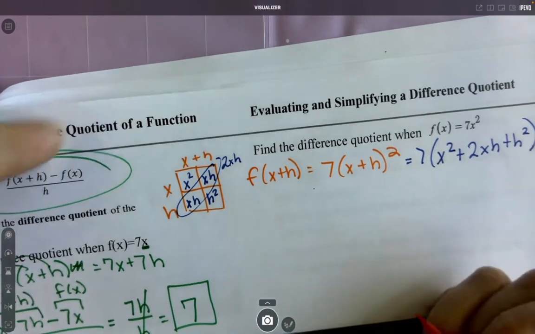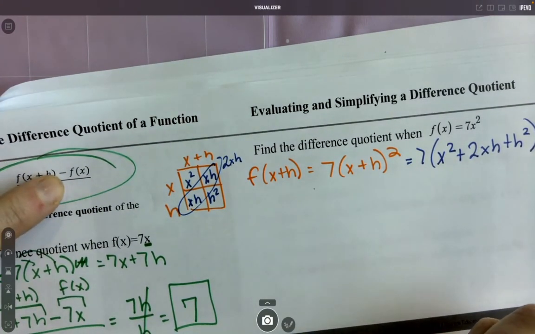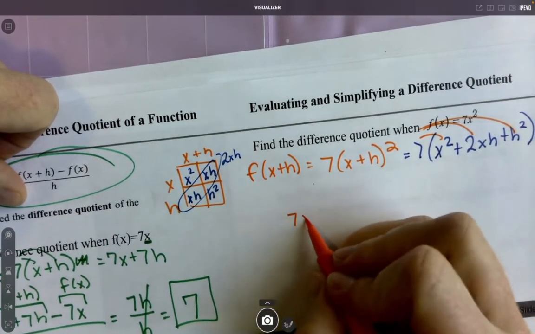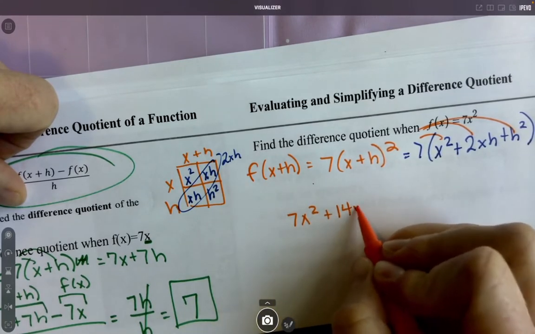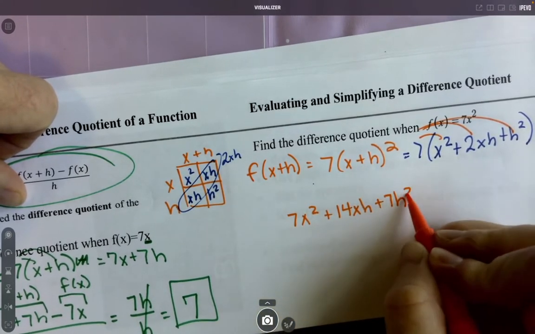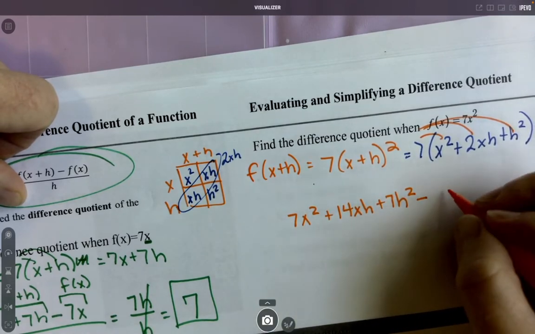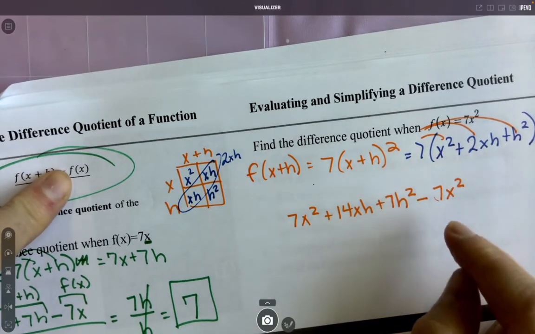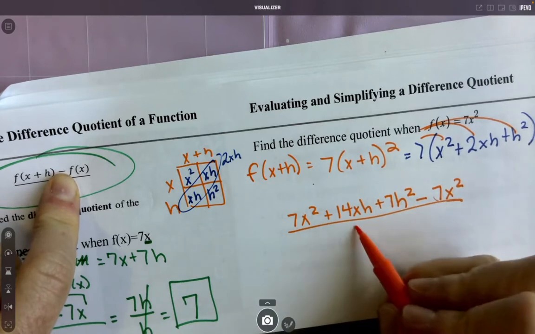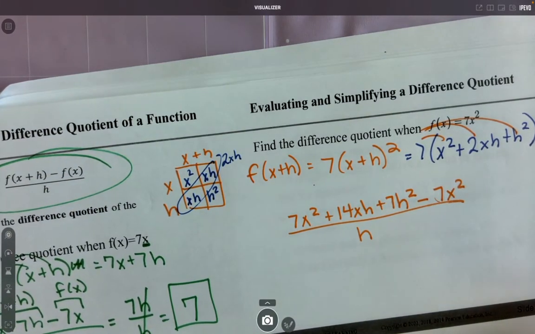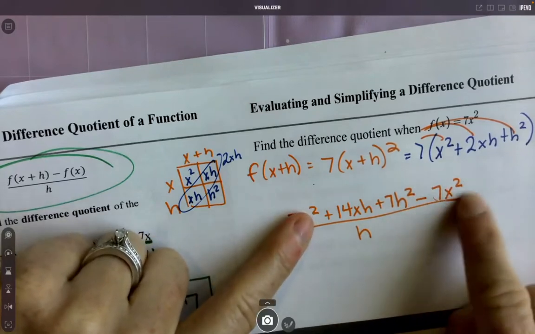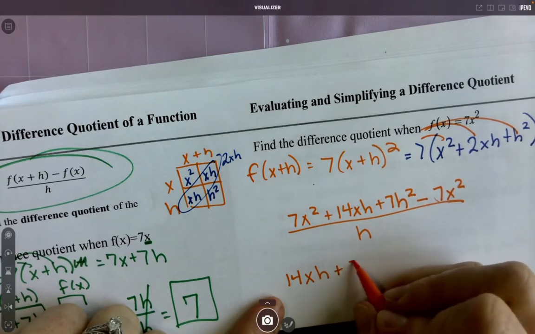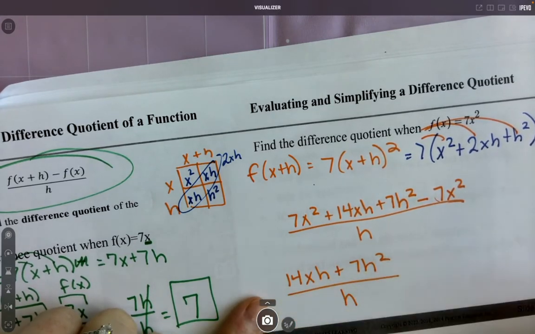All right, so it says f of x plus h minus f of x. So this would be, oh, we forgot to distribute. So it'd be 7x squared plus 14xh plus 7h squared minus 7x squared, because this is my f of x right here, all over h. Okay, simplify out. These two are going to cancel each other out because they are the same. So now we have 14xh plus 7h squared over h.